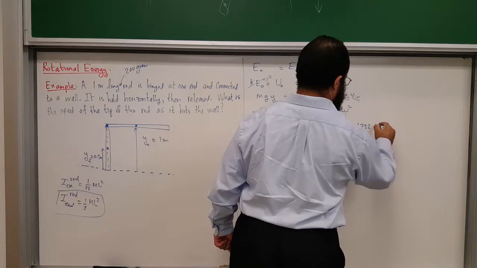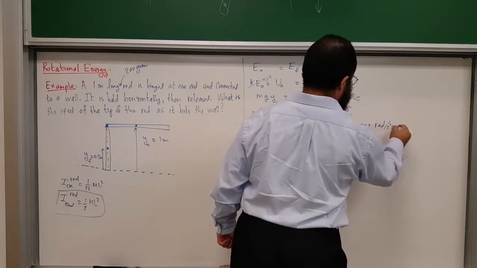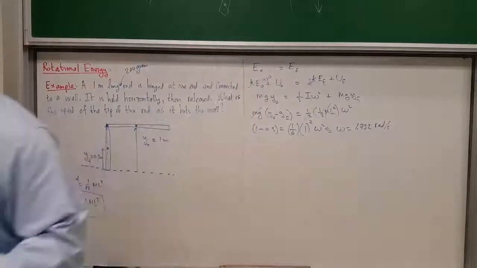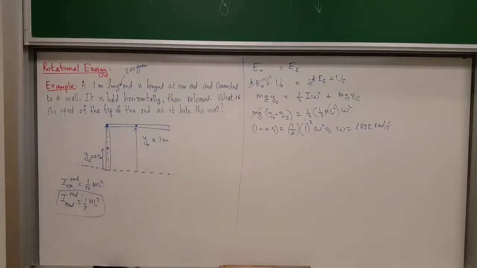32 radians per second, not seconds. Let me just make sure I have it correct. I didn't make any mistake. Well, they left it in. All right, that's fine. They didn't plug in the numbers until the very end.